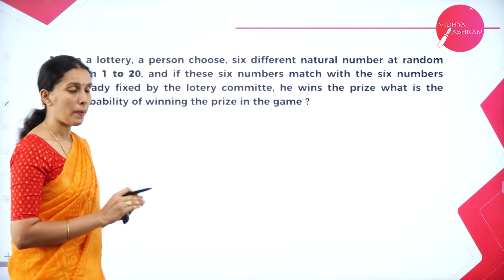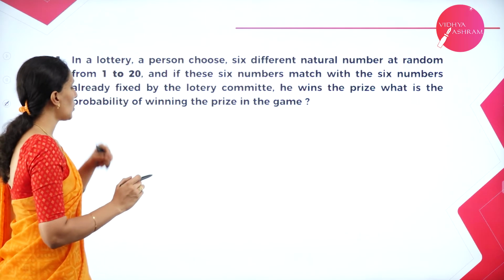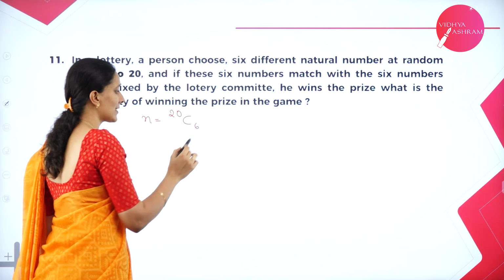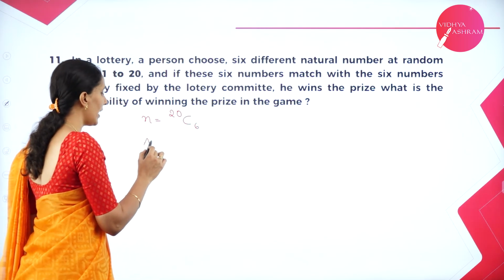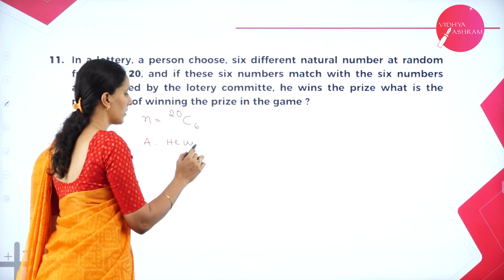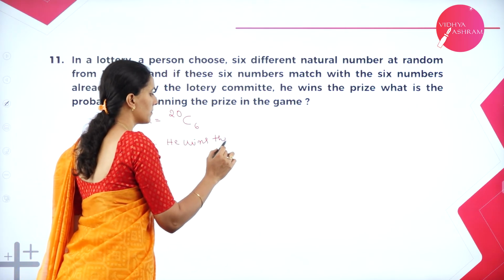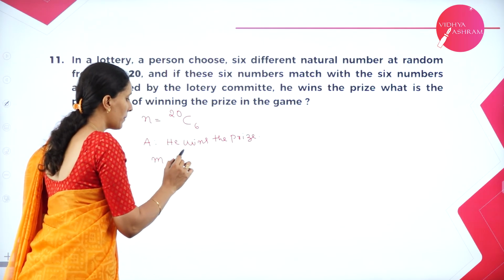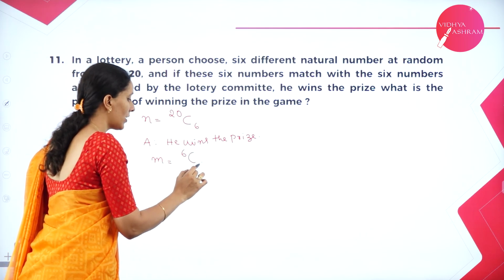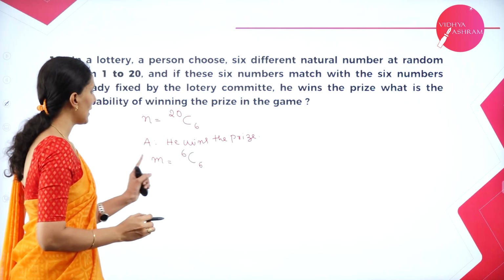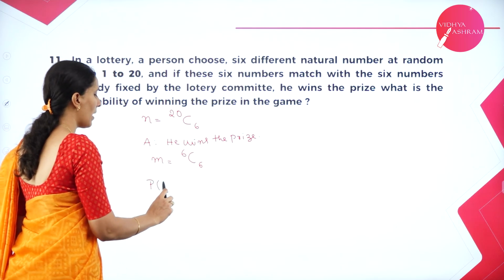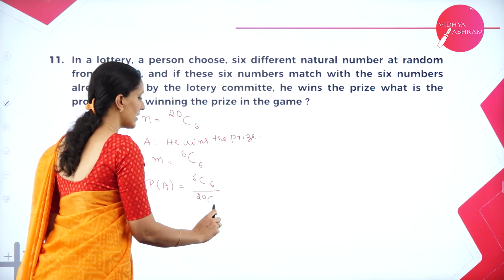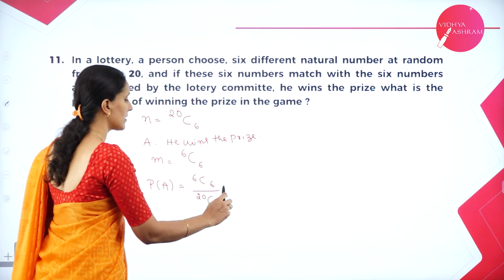So let's calculate the probability. Now here, what is the total n value? Out of 20, he has to choose only 6 numbers. Now, let A denote that he wins the prize. If he wins the prize, what is my favorable outcome? That is, out of the 6 numbers they have already fixed, he has to select all those 6 numbers. So the probability of A will be equal to 6C6 divided by 20C6. So 6C6 is nothing but 1.